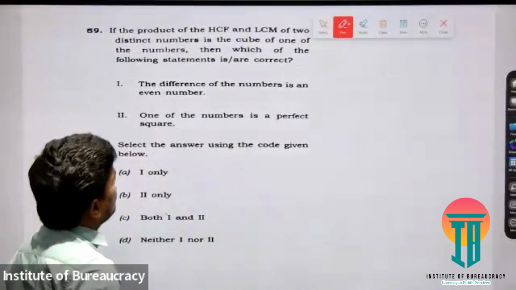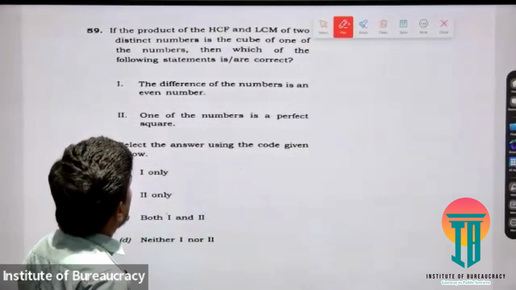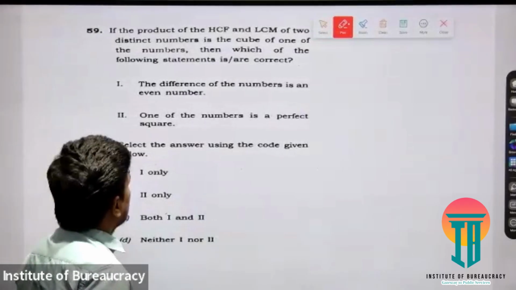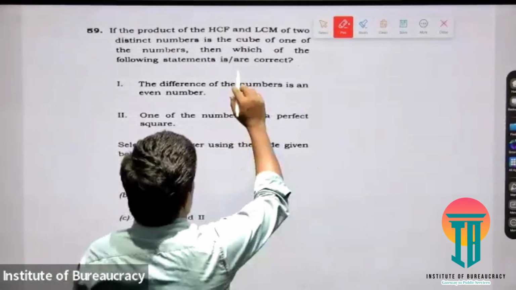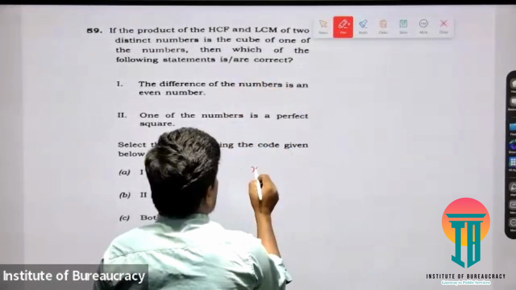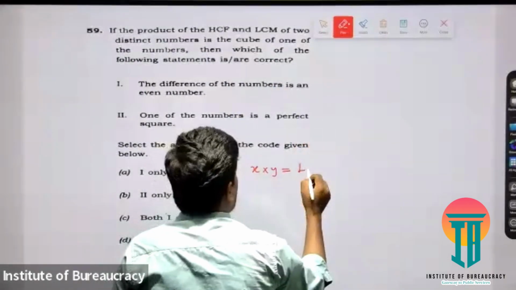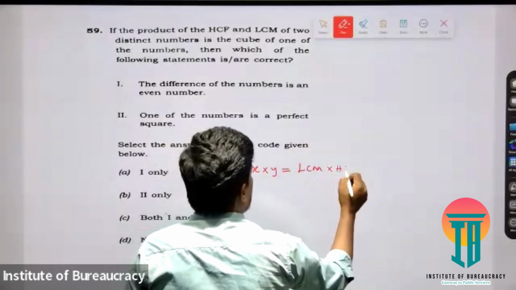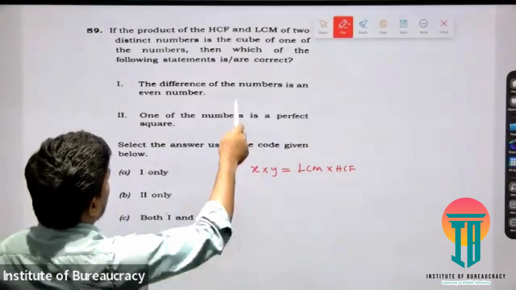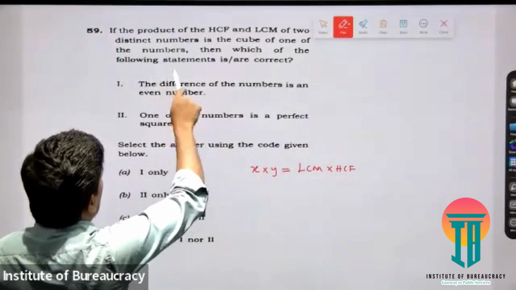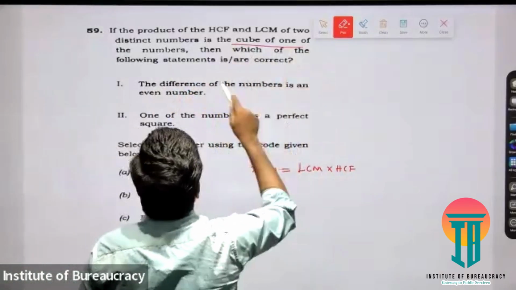If the product of HCF and the LCM of two distinct numbers is the cube of one of the numbers, then which of the following statements are correct? The product of HCF and LCM of two distinct numbers. Let us take x and y as the two distinct numbers. That product is going to be the product of HCF and the LCM. We know this is the result. They are saying that the product of HCF and LCM of two distinct numbers is the cube of one of the numbers.